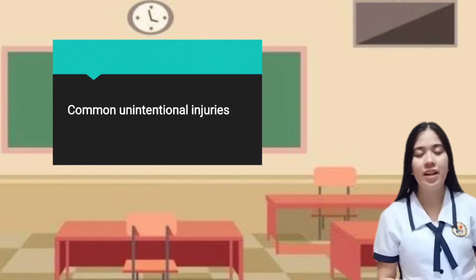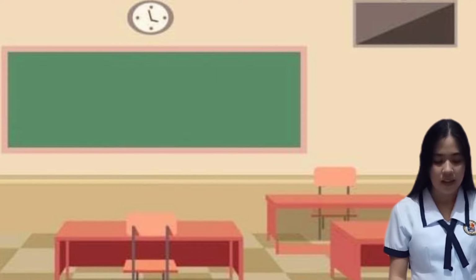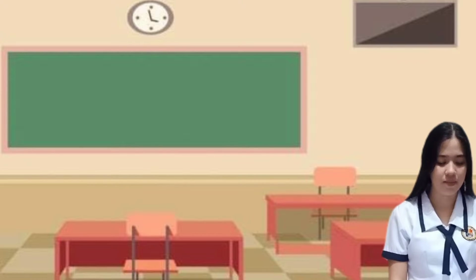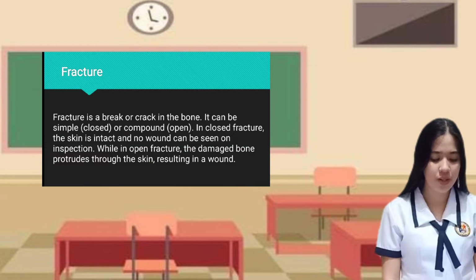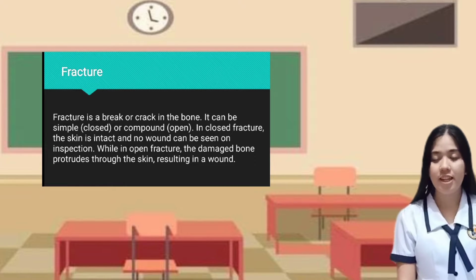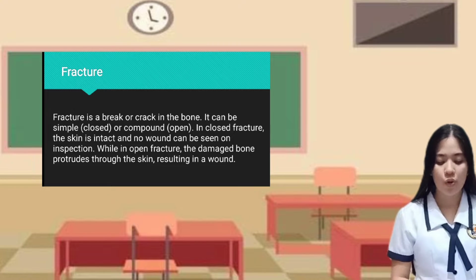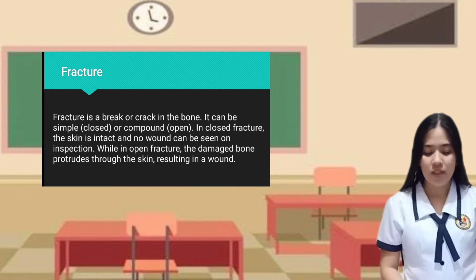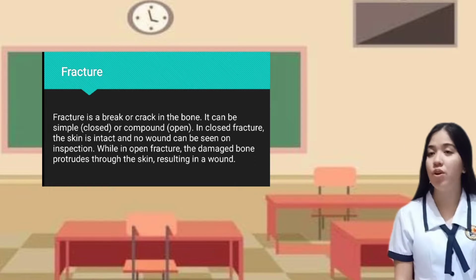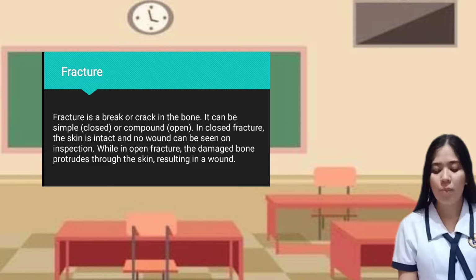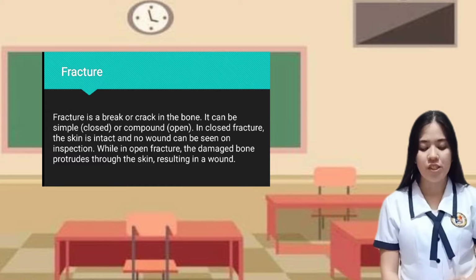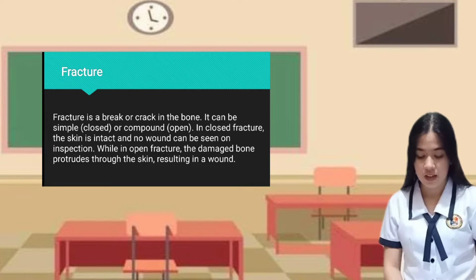So, what are the common unintentional injuries? Yes, fracture. Very good. Fracture is a break or crack in the bone. It can be simple, closed, or compound, open. In closed fracture, the skin is intact and no wound can be seen on inspection. While in open fracture, the damaged bone protrudes through the skin, resulting in a wound.